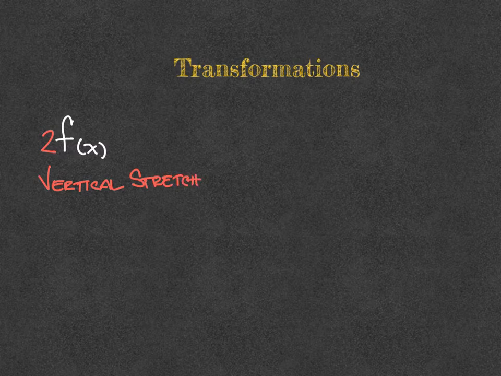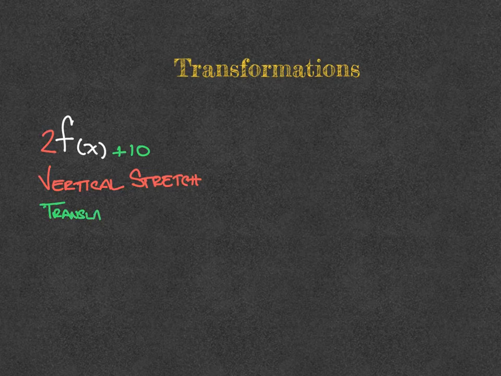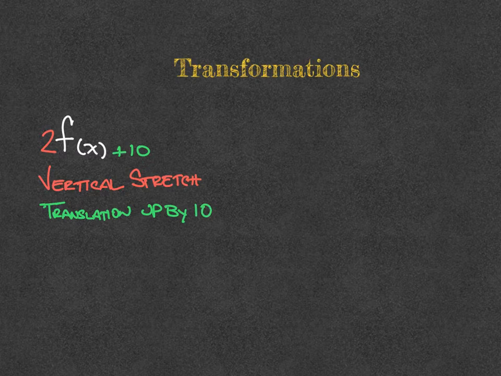Okay? Now, let's say that this is not the only transformation that we have. Let's say that we have a plus 10 at the end. Well, I know that when I have an addition to the whole thing or outside of the parentheses, this will actually be a translation up by 10. Because every time that we move up, down, left, or right, we can say how much we're moving. That's why I'm saying in this case it's a 10, it's up by 10.